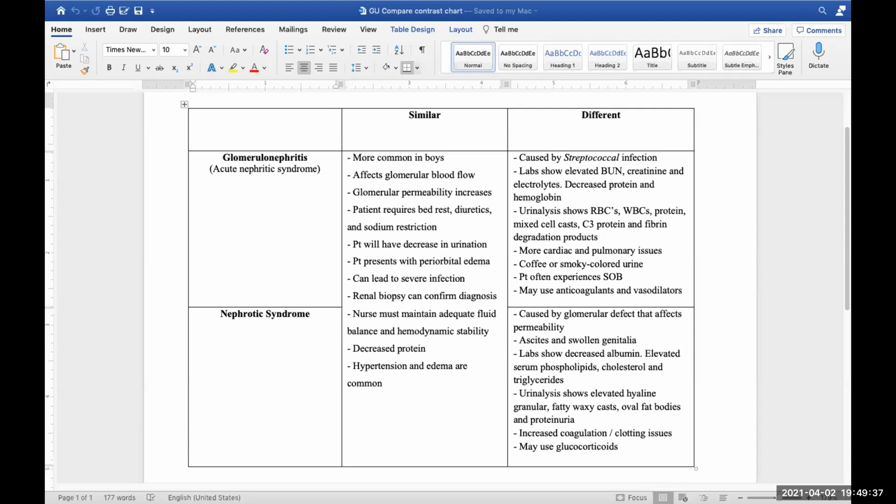Yeah, Shannon, I can't see anything that's really missing. You might want to think about, do you have anything about the collaborative care as far as diet for each one? No, I just put the sodium restriction under the similarities. I put that the patient will require bed rest, diuretics, and sodium restriction, but I didn't give specifics with that. Gotcha.